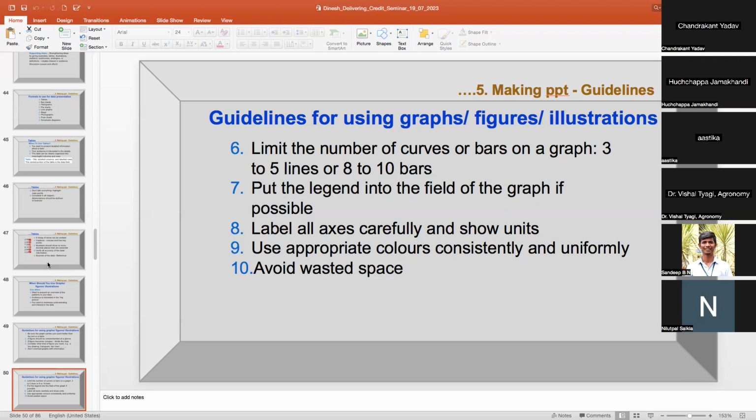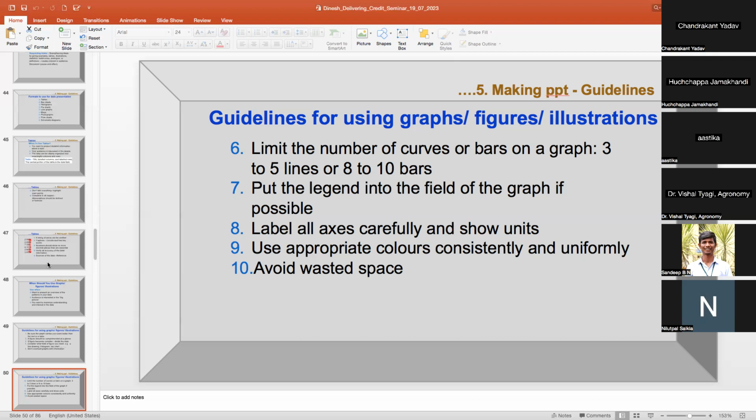Put the legend into the field of the graph if possible. All the axes should be labeled and the units should be mentioned. Use appropriate colors consistently and uniformly. This is again important. In graphs, you write your thesis and so on. Suppose for treatment 1, 2, 3, 4, 5. For treatment 1, for a particular factor or treatment, you are giving blue color. Give blue color for the same in every graph. And similarly, you have another group of treatments, give one color to them throughout the thesis or throughout the presentation.